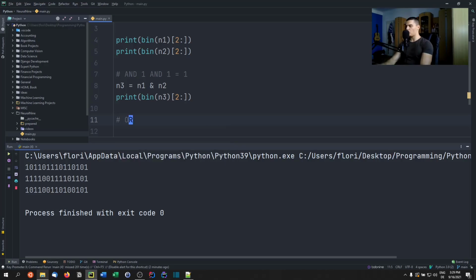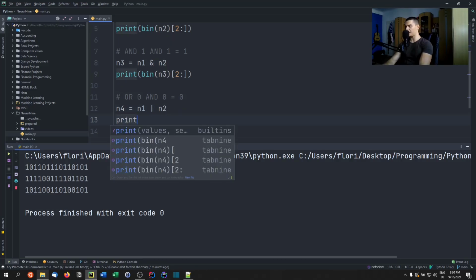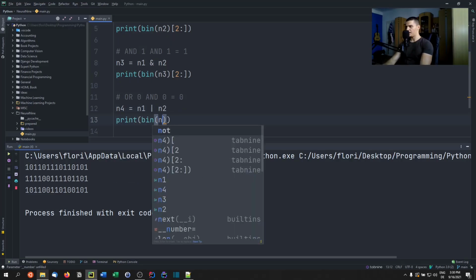If we want to use OR, it basically says that 0 and 0 is 0. Everything else is 1. So if at least one thing is 1, the final result is 1. Which basically means that, let's say N4 is going to be N1 or N2. This is this pipe symbol here. This is the bitwise OR. So what we do now is we say print bin N4.